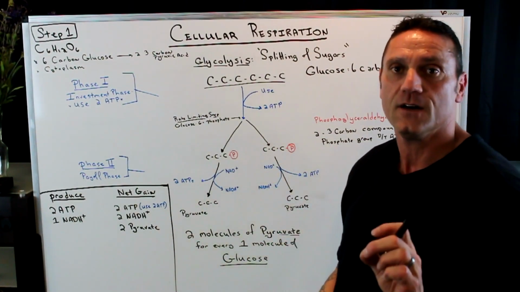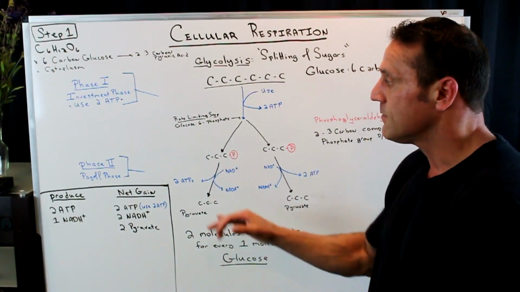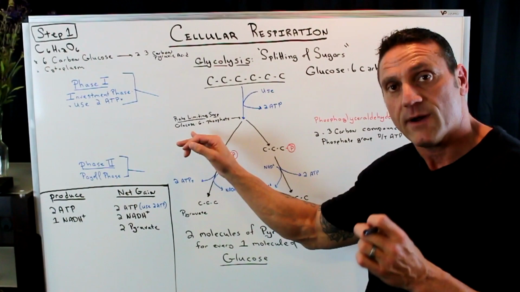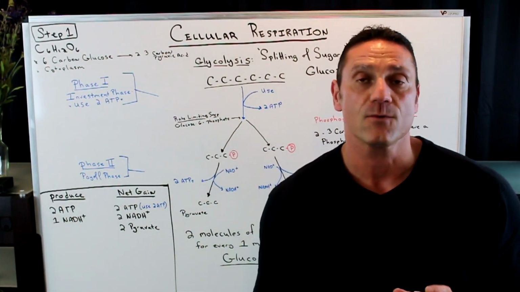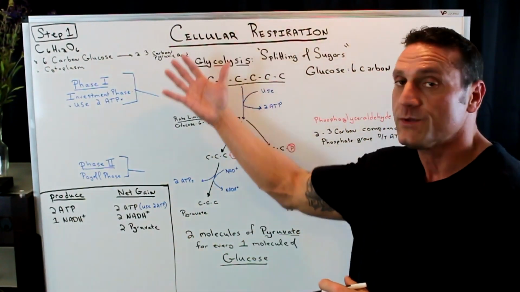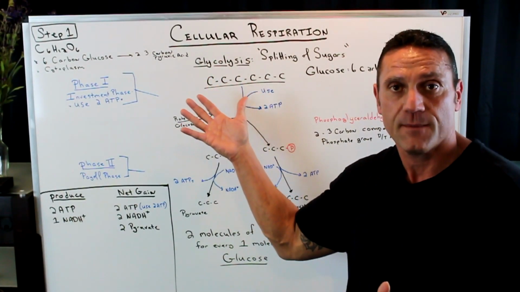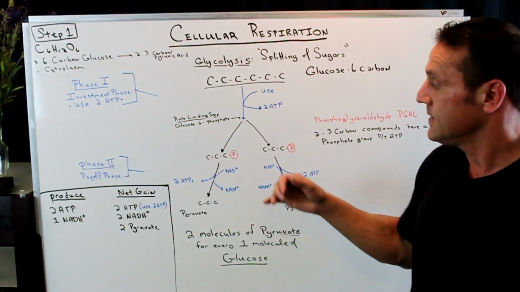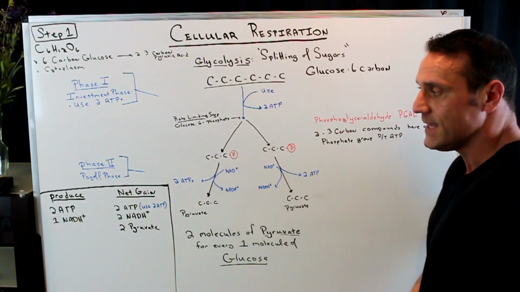One thing to note is, again, this has a lot of steps that I'm missing out, I know that. However, this has a rate-limiting step, which is glucose 6-phosphate. Anytime we talk about rate-limiting steps, that's like a safety mechanism so you don't overload the system with the carbohydrate. So you've got two 3-carbon compounds that have a phosphate group, PGAL.